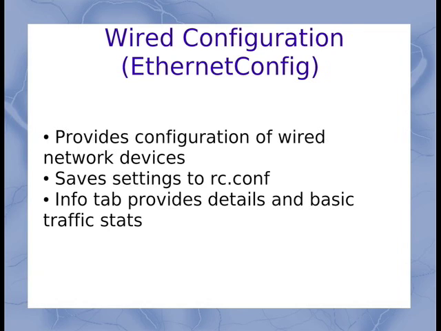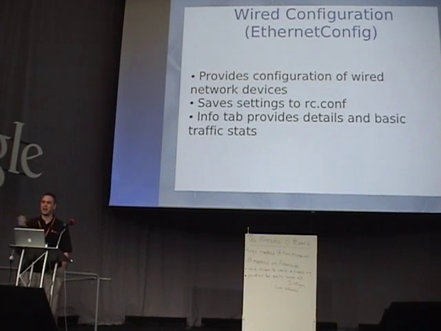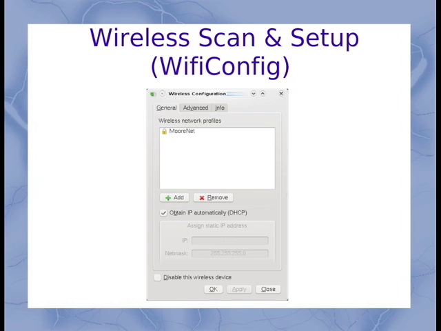And then we have an info tab, which I'm not showing here, but it provides some basic traffic statistics. So you can kind of see packets coming and going, you see any errors that may have been reported on the card. So it does provide some useful info, but again, if you want more, you'll dig down into the command prompt.